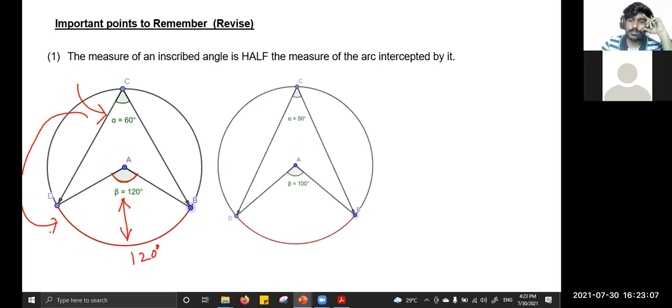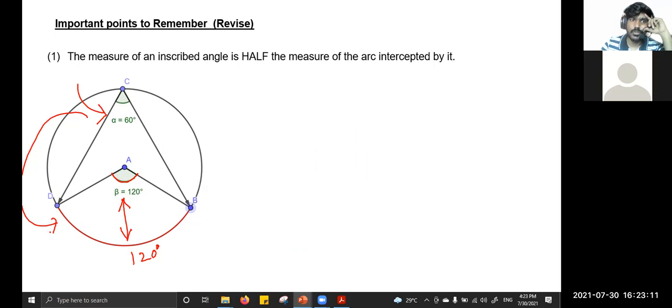The one that is C is the double, and A is the exact same. No, C is the inscribed angle. So the inscribed angle is half. And then A, beta, the central angle is 120. So the angle in front of the central angle is obviously the same.